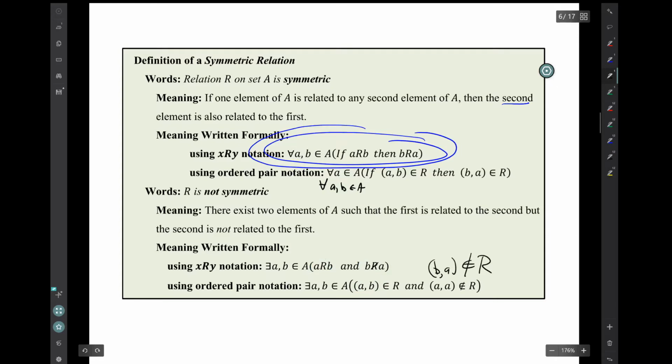So in other words, there exist two elements of A such that the first is related to the second, but the second is not related to the first. That's what it would mean to be not symmetric.